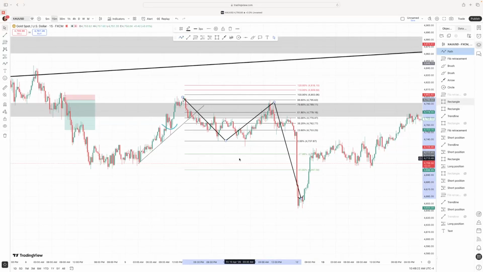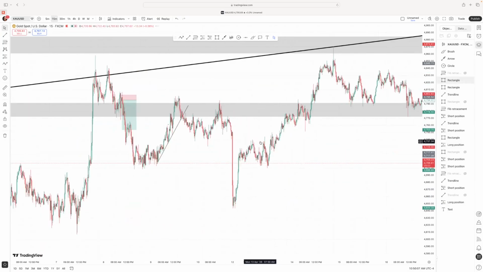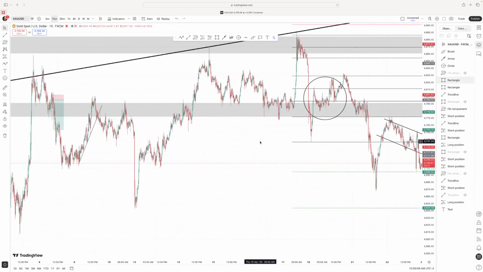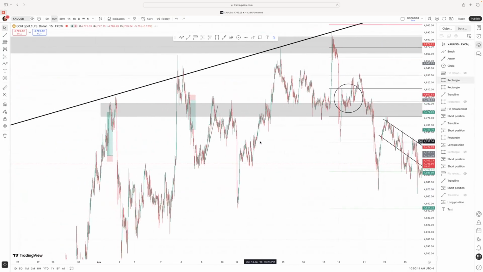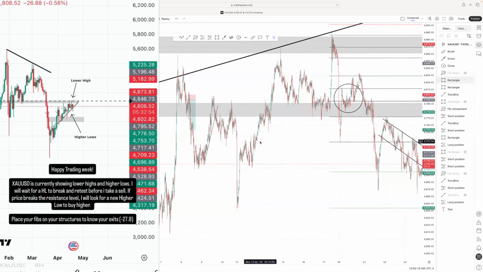Okay. Then on Instagram, I think it was Instagram, we were over here somewhere and I posted on Threads. What did I say? All right, so I said price is currently showing lower highs and higher lows. I will wait for a higher low to break and retest before I take a sell. If price breaks the resistance level, I will look for a new higher low to buy higher. You'll place your fib on your structure to know your exits, which would always be your negative 27.8 and then your negative 61.8.